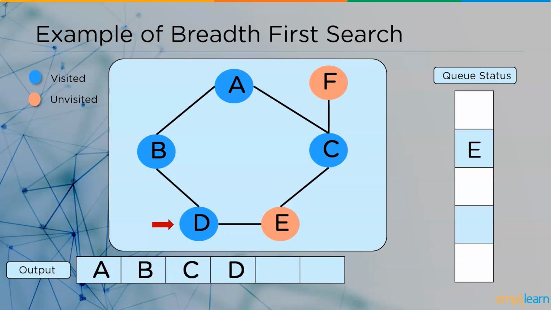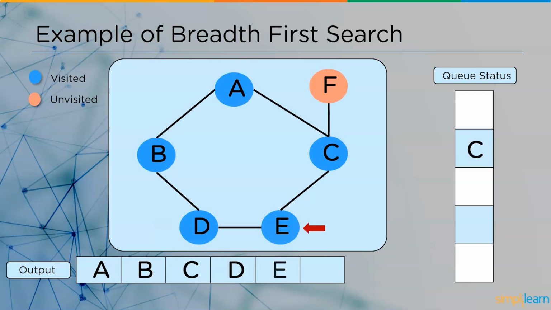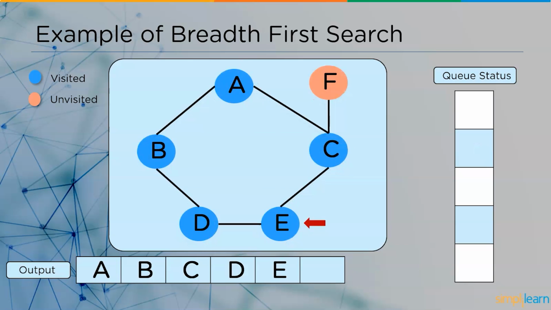When it goes to node D, the next unvisited node is node E. Add node E to the output and enqueue it. Once node D has completed its traversal, dequeue it from the queue. Now, in the case of node E, the adjacent node is node C, which is already visited. Thus, we will dequeue node C from the queue.